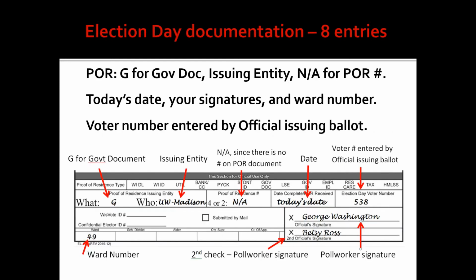For Election Day registrations, documenting POR is similar. In addition, at the bottom left, write the ward number in the proper box. The poll worker and the second checker sign the form. The voter number is entered by the election official issuing the ballot. This is a total of 8 entries.